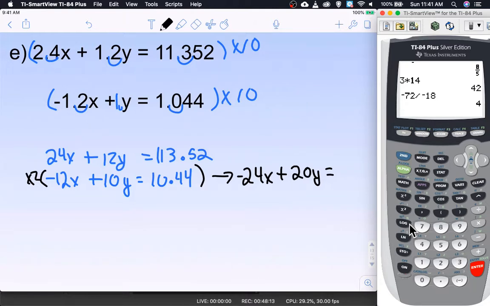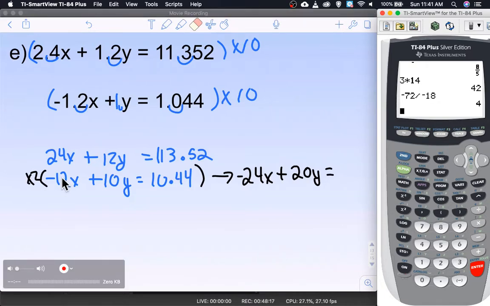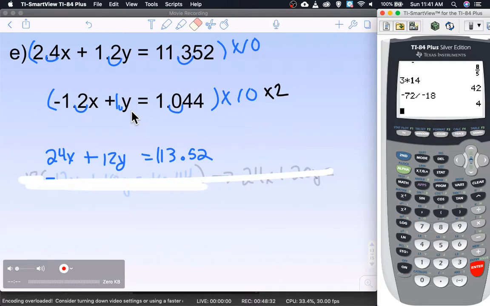Now, one thing you could do, I know I'm in the middle of this, but check this out. Once you do this, you realize, wait a second, if I multiply this by 2, this would be a 24, you can actually do it here. Instead of multiplying by 10, I could have multiplied by 20. 10 times 2 is 20. Check this out. It's going to save me a step.